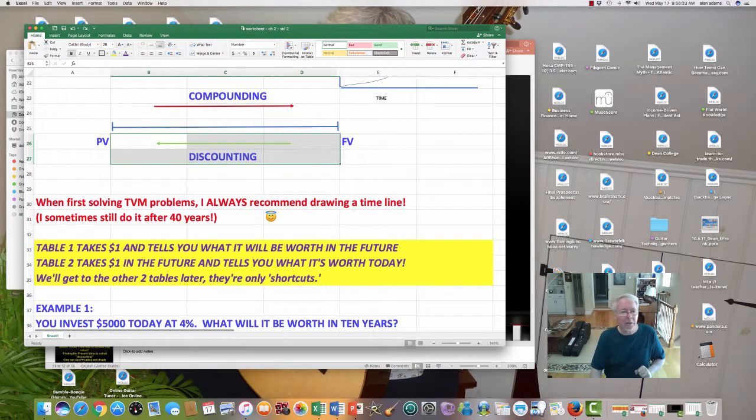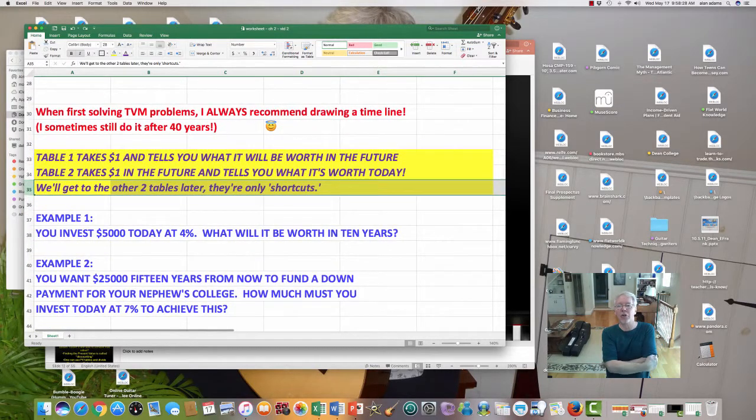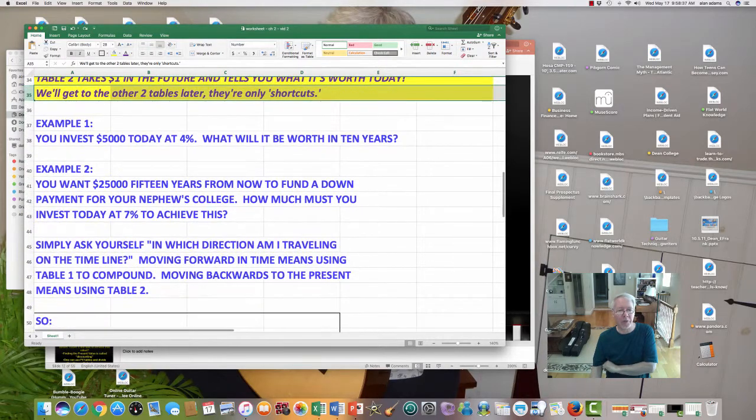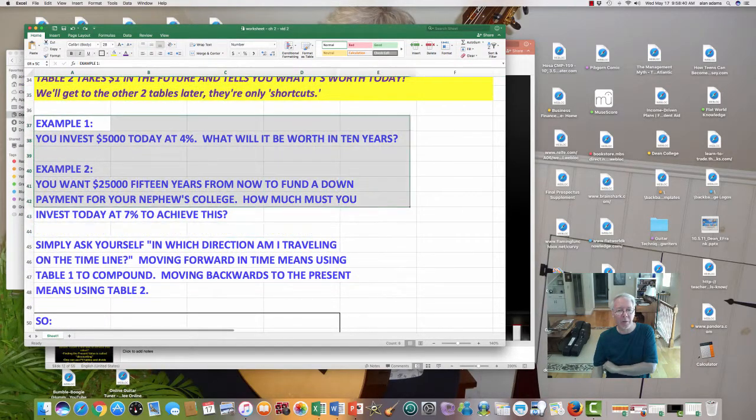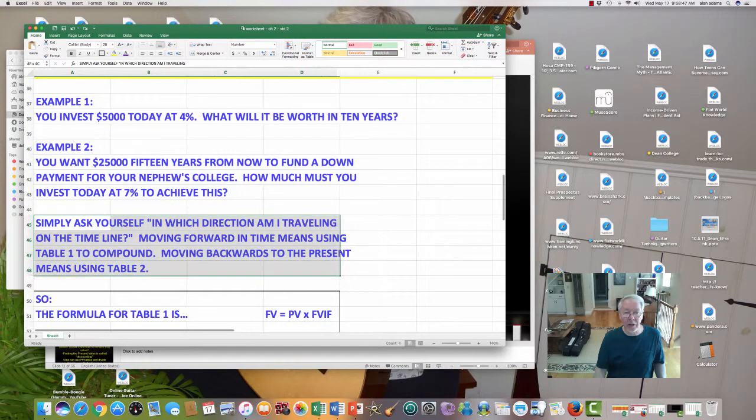The other 2 tables, as I say on line 35, we'll deal with later because they are shortcuts. Tables 3 and 4 are shortcuts. The real tables are 1 and 2. Now, I lined up a couple of problems here. Example 1 and example 2, I'm going to try to start those with you today. Always say to yourself, self, which way am I moving on the timeline? If I'm moving forward, I'll use table 1. If I'm moving backward on the timeline, I'll use table 2.